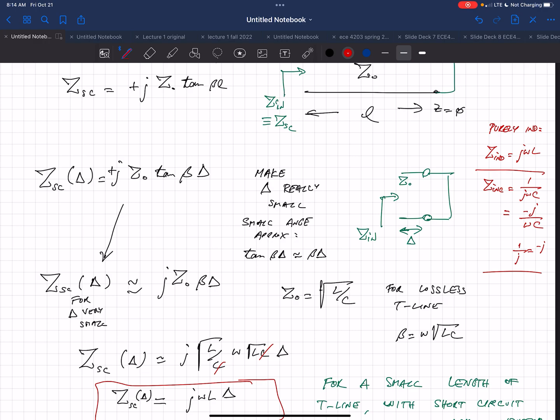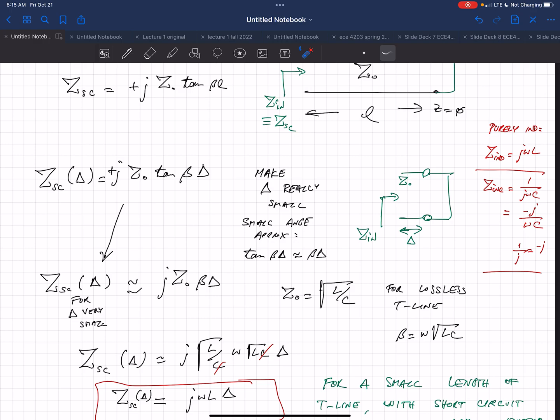Okay, so if you have an impedance that's purely imaginary, then it's either purely inductive or purely capacitive. If it's purely inductive, you'll have a positive j omega L. If it's capacitive, you'll have a minus j something.